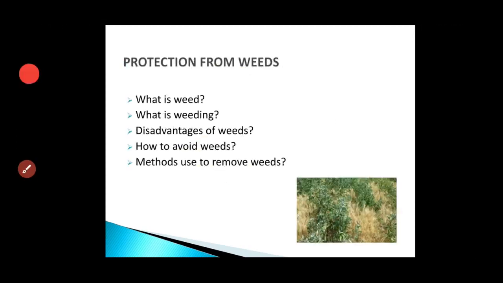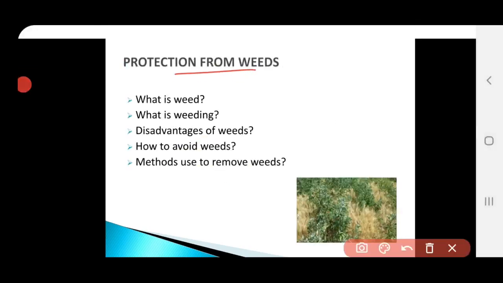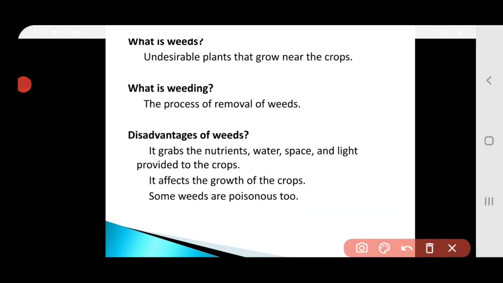Next step is protection from weeds. What is a weed and what is weeding? Disadvantages of weeds and how to avoid these weeds. Methods used to remove the weeds. First, what is a weed? An undesirable plant that grows near the crop. So that is called a weed. It is the unwanted plant which is growing near the crop. That is a weed. What is weeding?